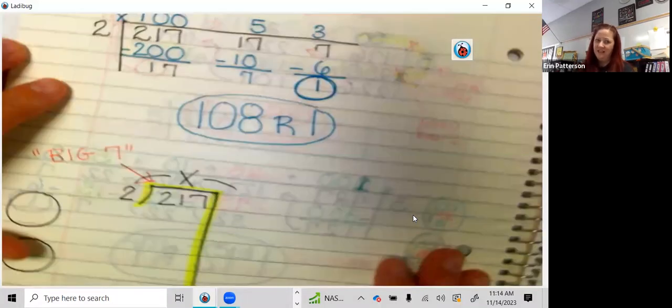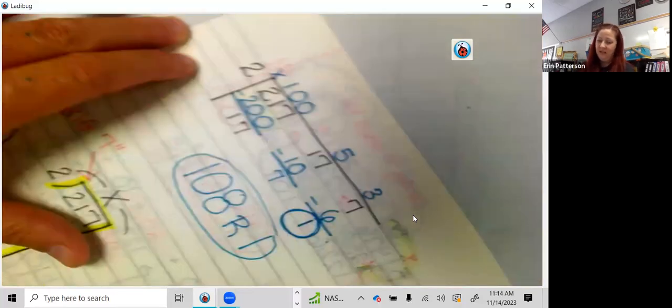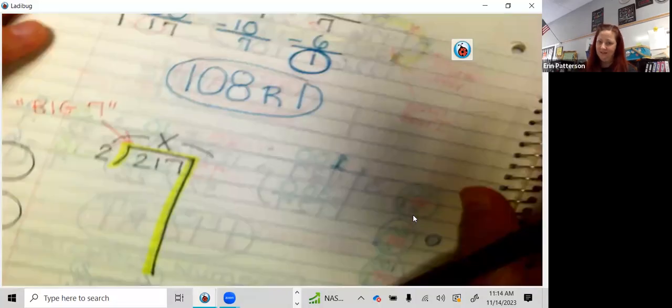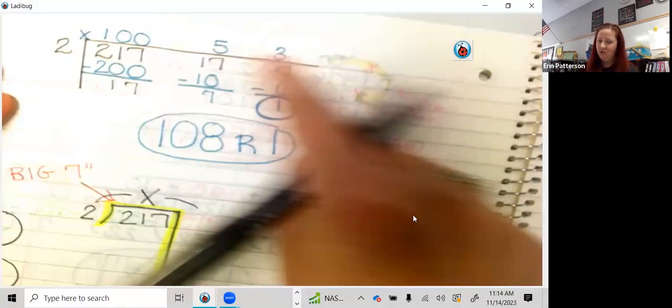I just have taken this. Do you see a Big 7 there? I've taken it and I've turned it on its side. See, there's a 7 here. I've just taken it and turned it on its side.